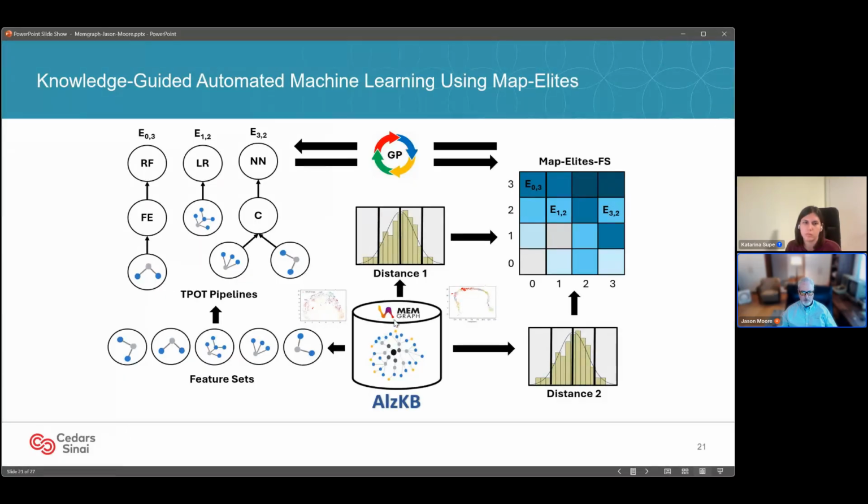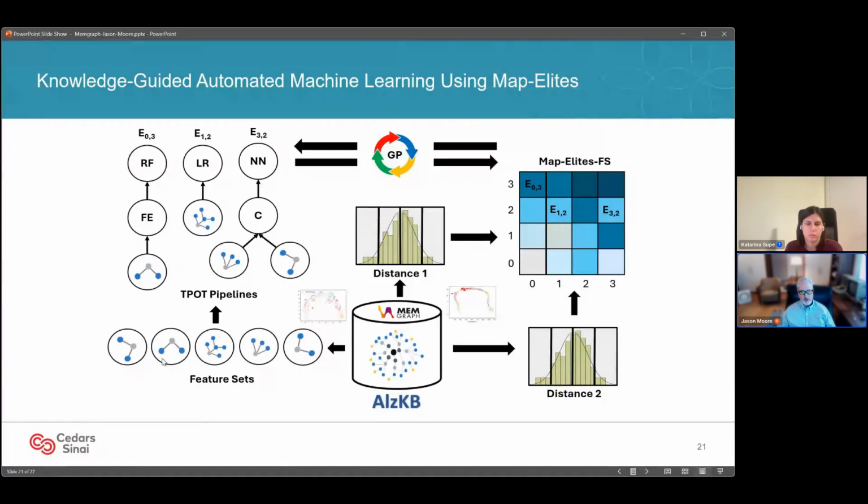So here we have our Memgraph graph database, and we're using this in two different ways. As I said in the last slide, we're using it to define distance away from known Alzheimer genes, and I'll explain how this works in a minute. And then over here, we're using the drug information to define drugs that are not related to Alzheimer's disease and the genes that are connected to them.